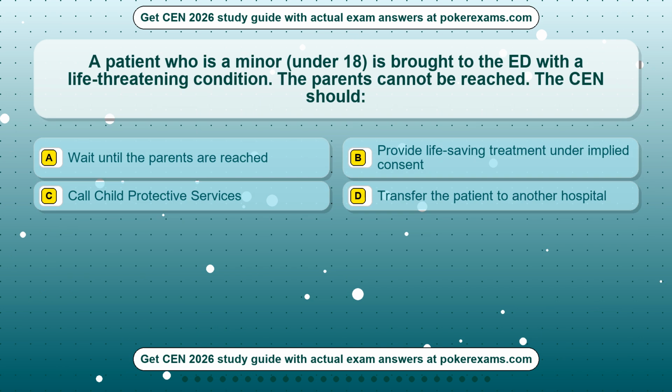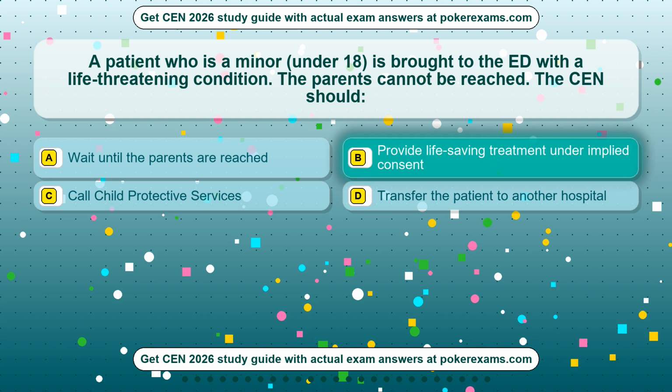Question 11. A patient who is a minor, under 18, is brought to the ED with a life-threatening condition. The parents cannot be reached. The CEN should: Option A, wait until the parents are reached. Option B, provide life-saving treatment under implied consent. Option C, call Child Protective Services. Option D, transfer the patient to another hospital. The correct answer is option B.